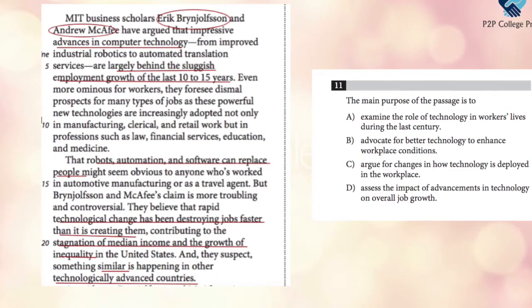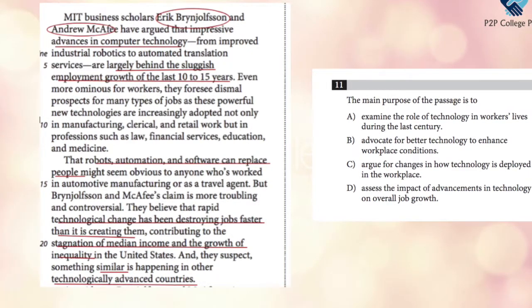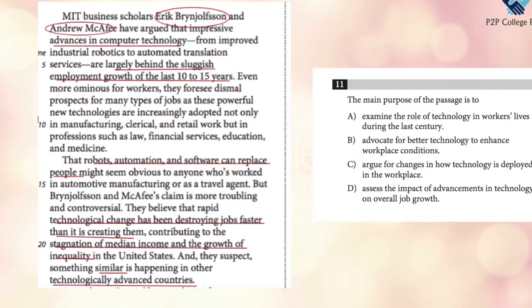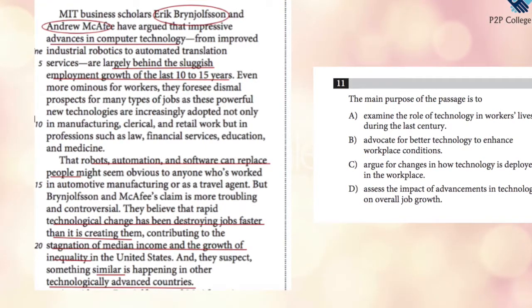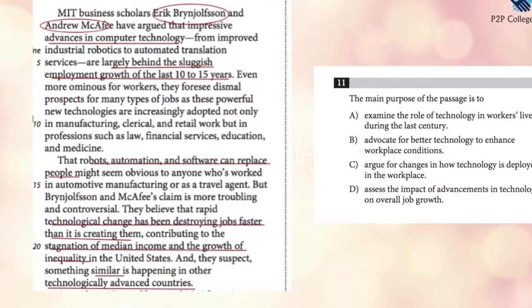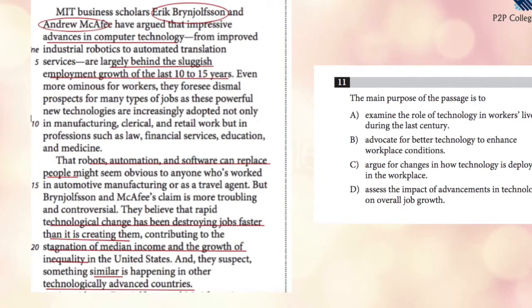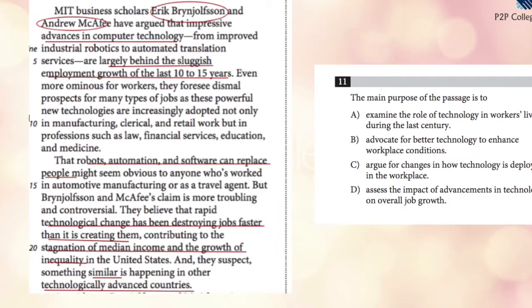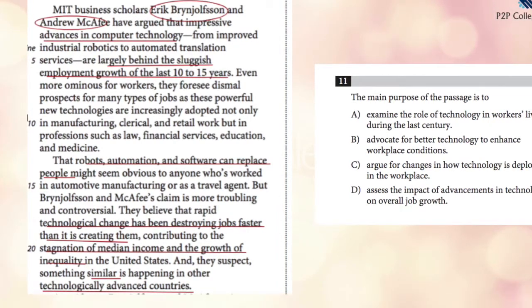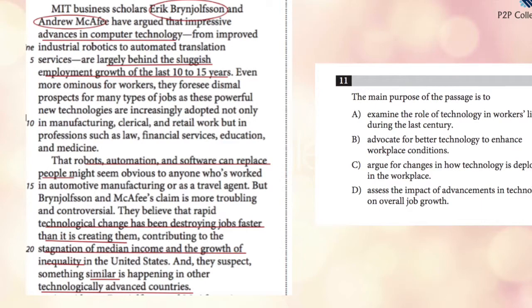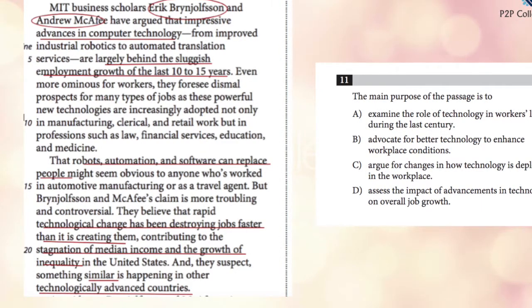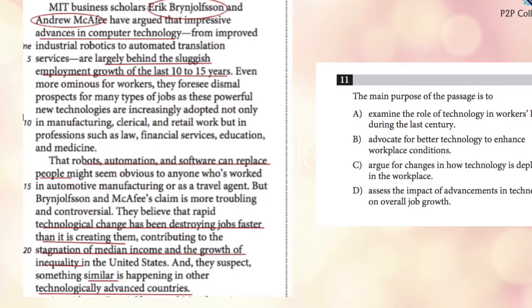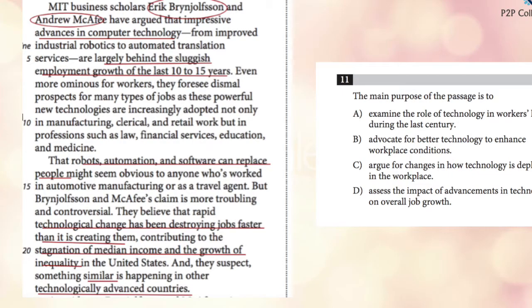So if we look at A, it says examine the role of technology in workers' lives during the last century. There's nothing in the passage that has to do with workers' lives. If we look at B, advocate for better technology to enhance workplace conditions. Once again, there's nothing about workplace conditions. C, it's the same reason, there's nothing about the workplace, so our only option is D, which makes sense if we read it. Assess the impact of advancements in technology on overall job growth. And that's exactly what the title says.